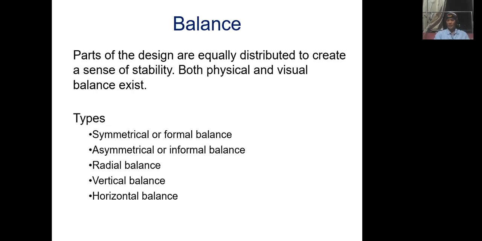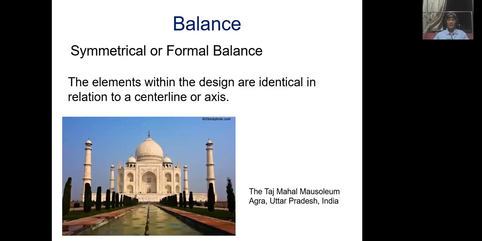Let's begin with symmetrical balance, or formal balance, another term for that. The elements within the design are identical in relation to a center line or axis. Look at this. The example is the Taj Mahal in India. See the balance: the left and the right are identical, so we call it symmetrical. It's like the design in a leaf, which is symmetrical.